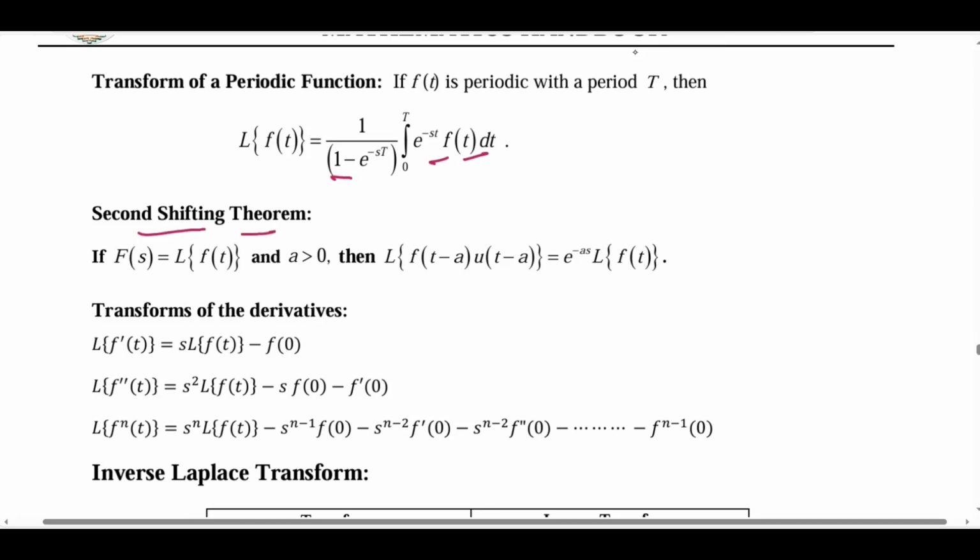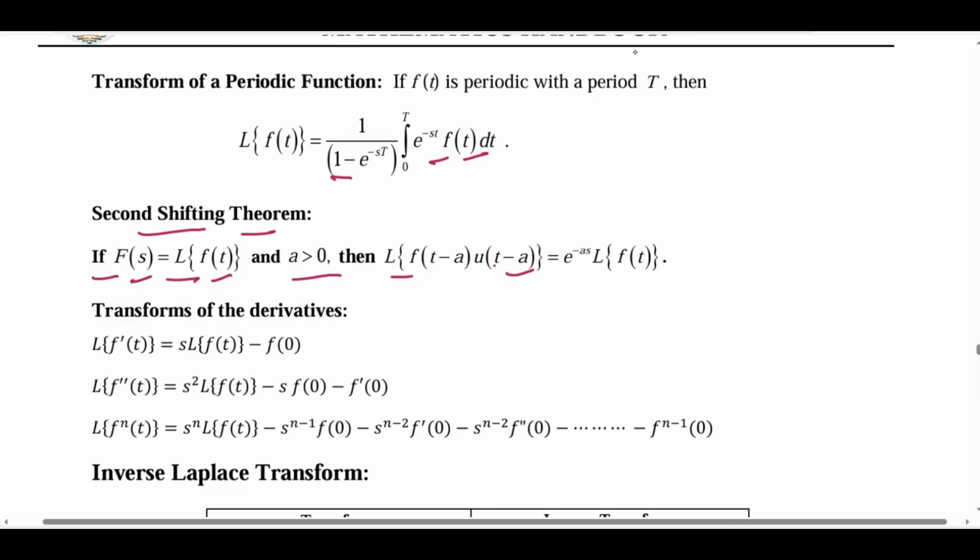Second shift theorem: if F(s) = L{f(t)} and a > 0, then L{f(t − a) u(t − a)} = e^(−as) L{f(t)}.